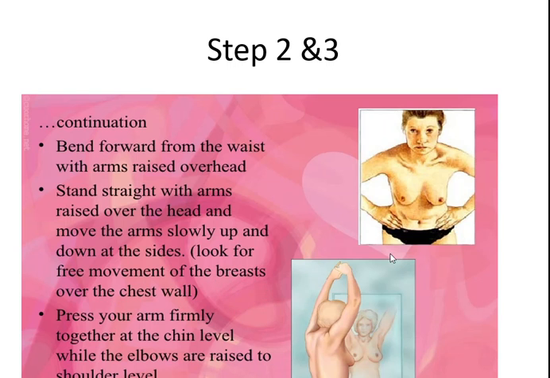Okay, here that's a bending, and here the right hand will be up, and she can do the movements, or she can visualize the free movements of the breast over the chest. Press your arms firmly together at the chin level while the elbows are raised to the shoulder level. So here the arms are pressed at the chin level and the elbows are raised to the shoulder level, so that easily the visualization of the breast can be possible.